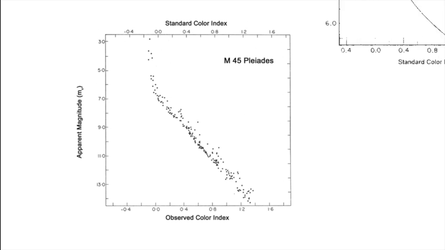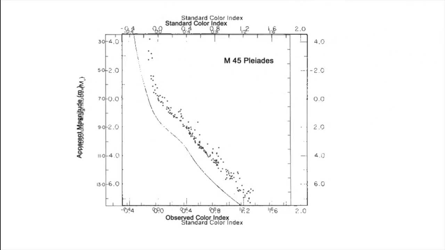And we have an overlay. So you take your overlay and you have to line up. It has standard color index on the top and standard color index on the bottom. And it has absolute magnitude on the side. So this is an HR diagram.